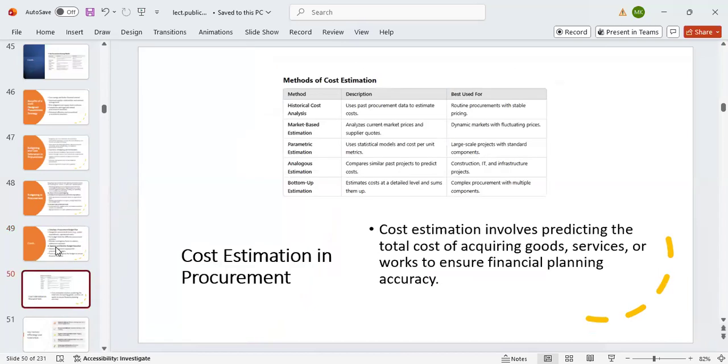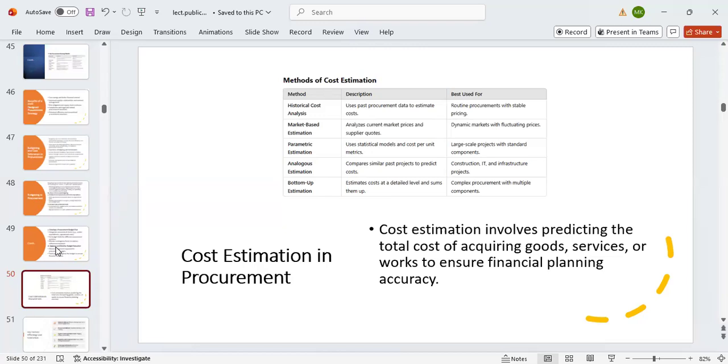Methods for cost estimation. There are several methods that you can use, but we'll look at a few of them. We have historical cost analysis. It's a method. It uses the past procurement data to estimate the cost. Normally, in project management, we refer to it as analogous estimating, based on historical facts.